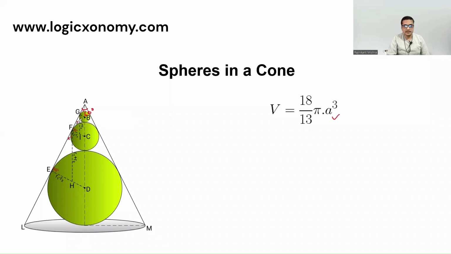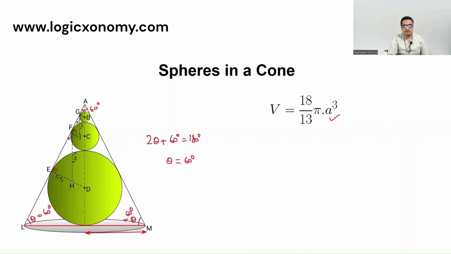Now we have to find the value of A. Angle LAM according to the question is equal to 60 degree. AL is equal to AM, so this angle is equal to this angle. Let it be theta. Sum of interior angles is equal to 180 degree. 2 theta plus 60 degree is equal to 180 degree, so theta is equal to 60 degree. Means this triangle ALM is an equilateral triangle, means all sides are equal.